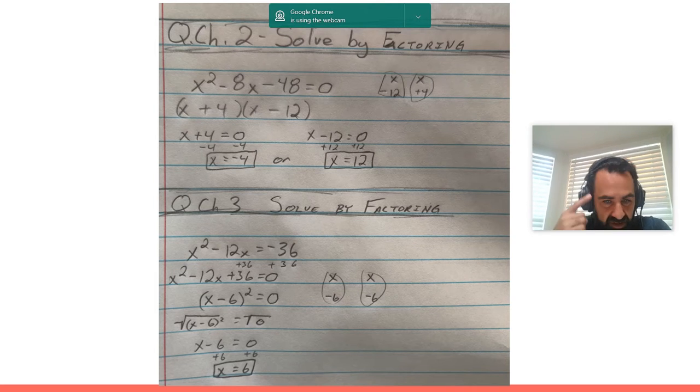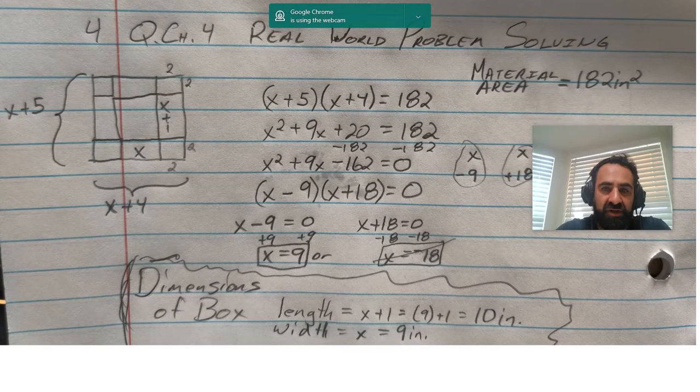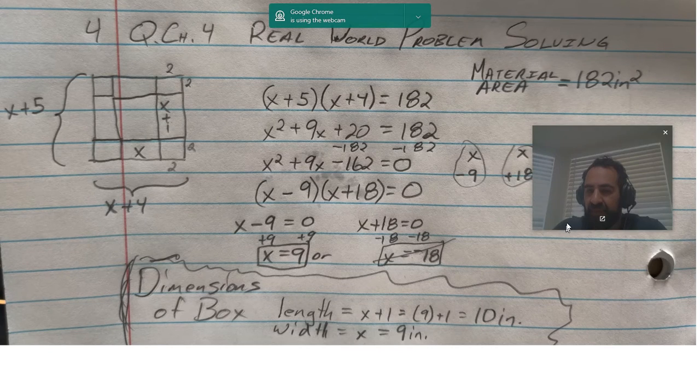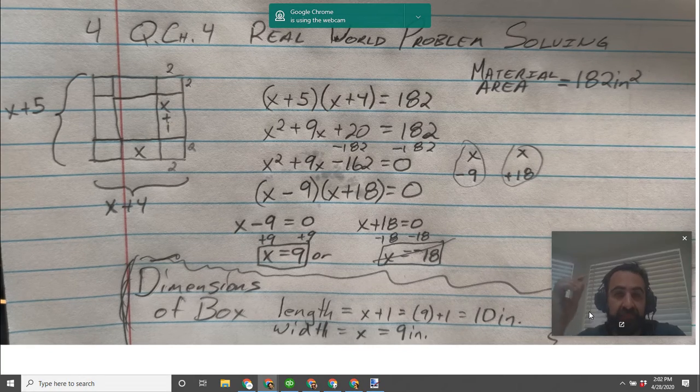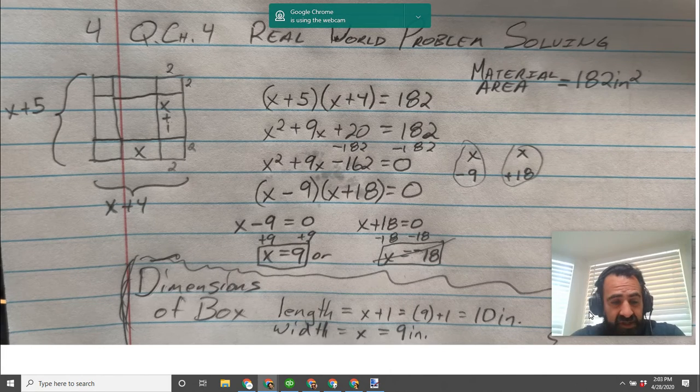All right, last quick check, real world problem solving. First, I drew the diagram on the left. This is the box with a length of x and a width, or second dimension, of x plus 1. They said we cut off 2 inches off of the side of the material. Therefore, the entire length is x plus 4. The entire second dimension is x plus 5. x plus 1 plus 2 plus 2, x plus 5.